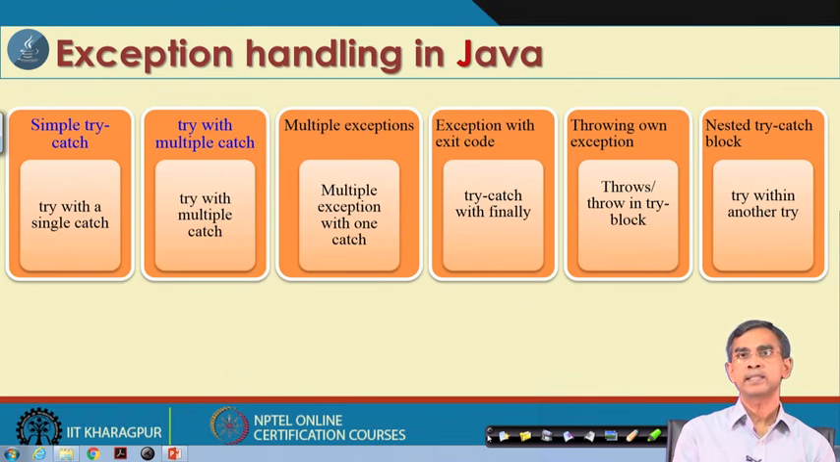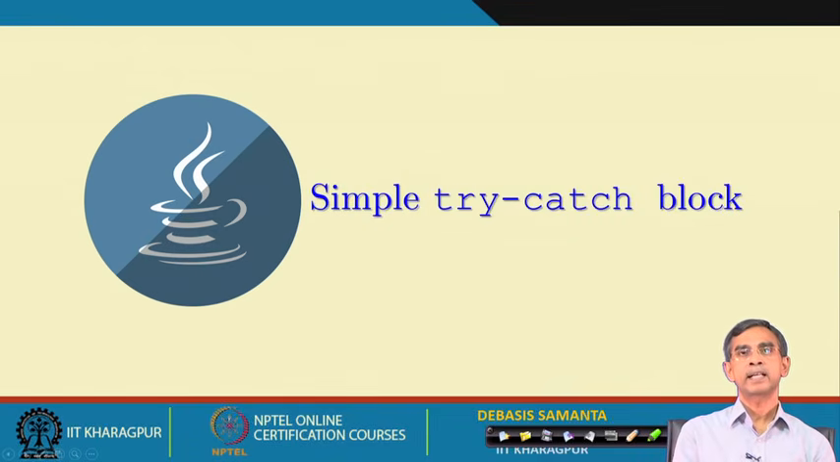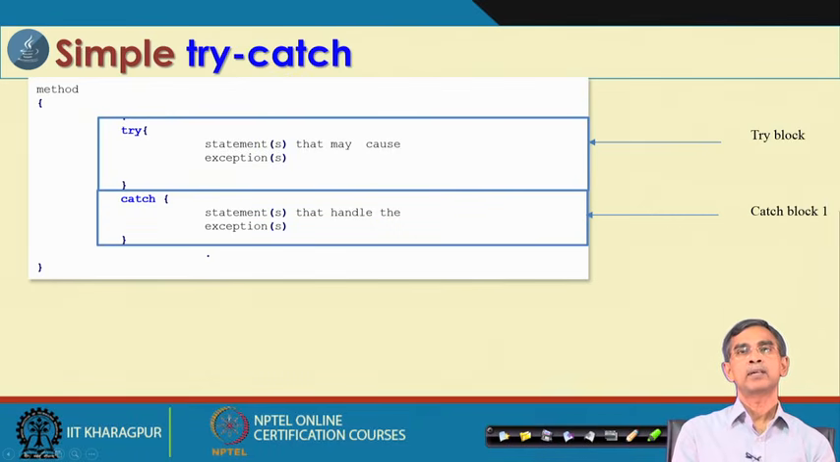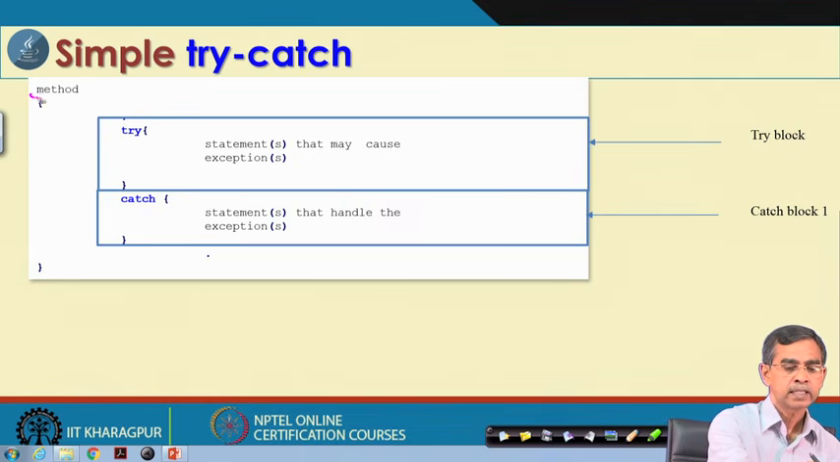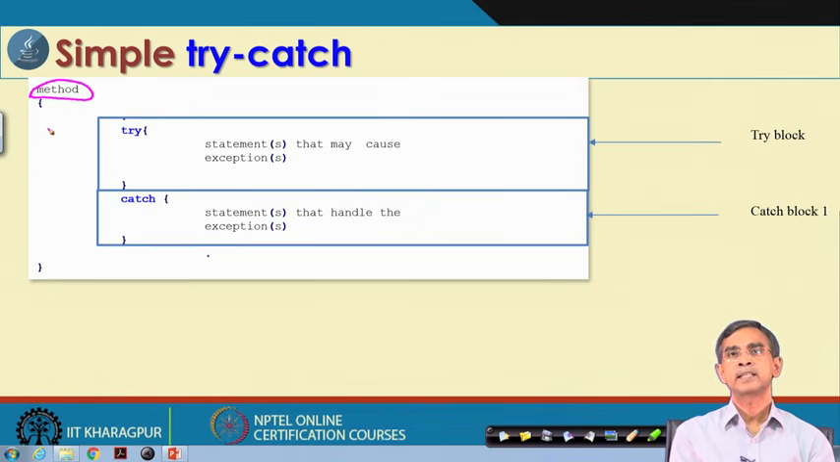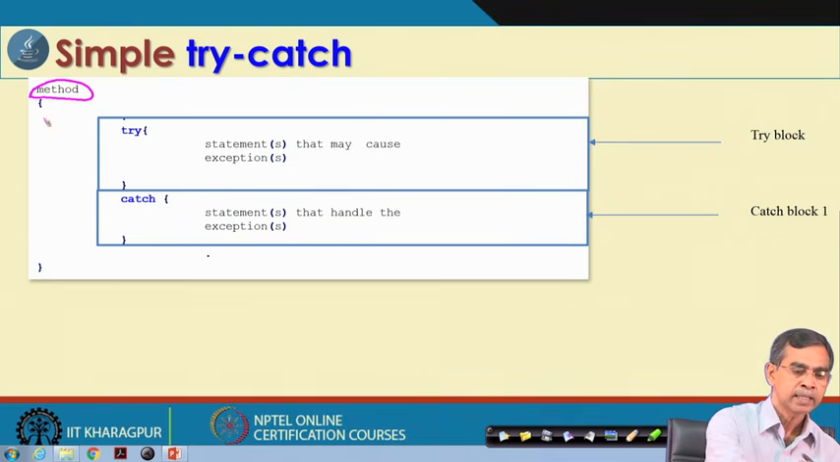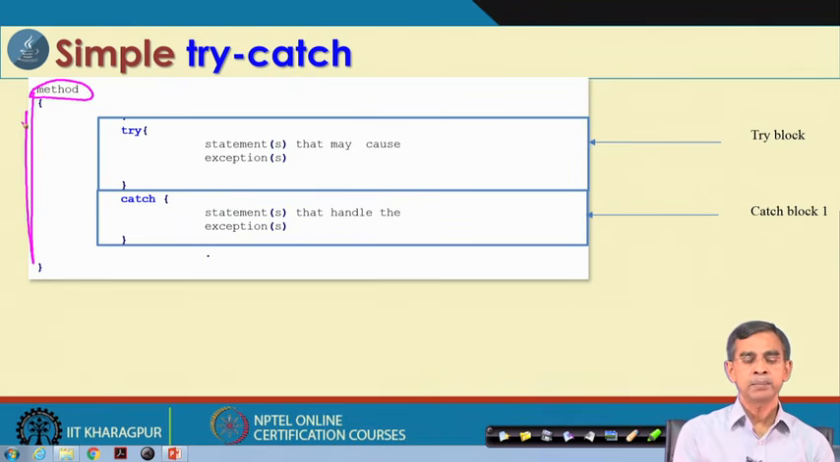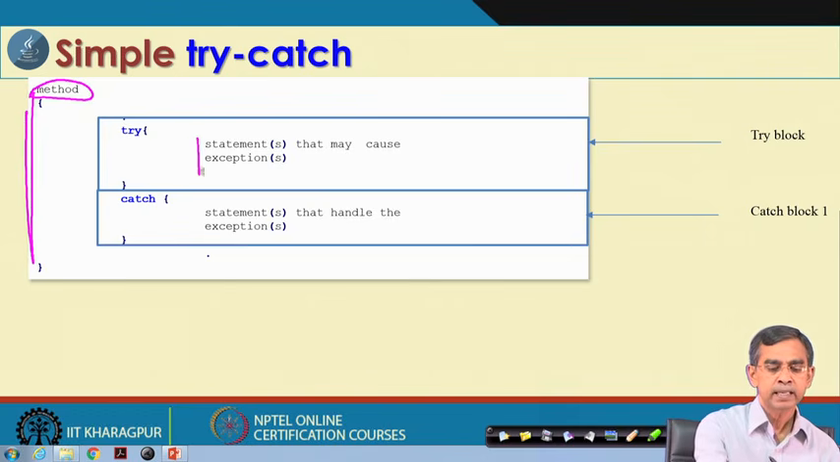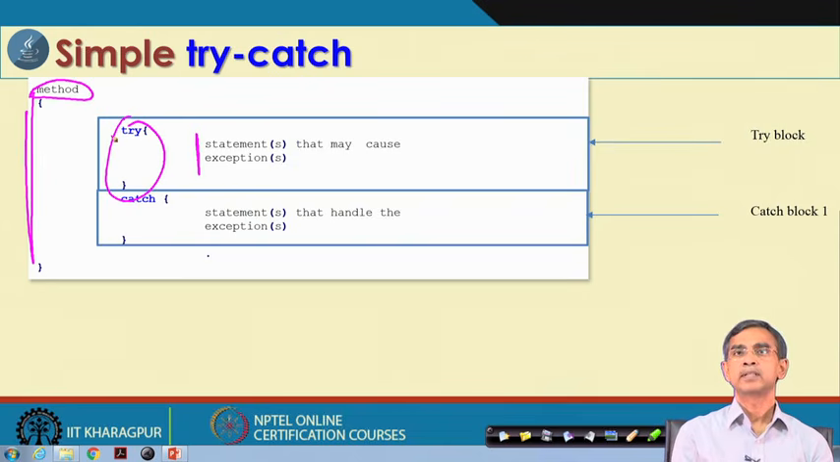We will discuss all these cases one by one in our subsequent slides. Let us first discuss the simple try catch block. Now, a simple try catch block typically looks like what is shown here. So, this is the method that we are going to discuss. As you can note, usually an error occurs in a method, so we are discussing in the context of a method only. So, this is the method declaration. Now, in this method the critical statement can be put under the try catch.